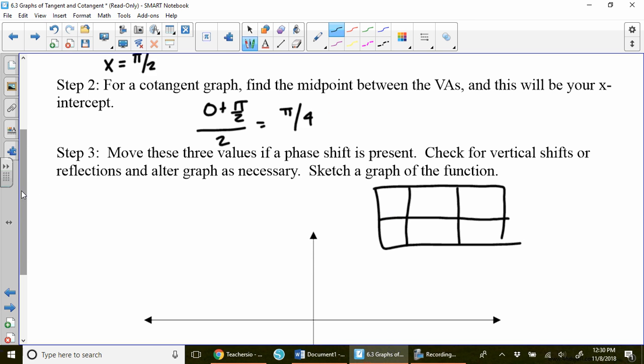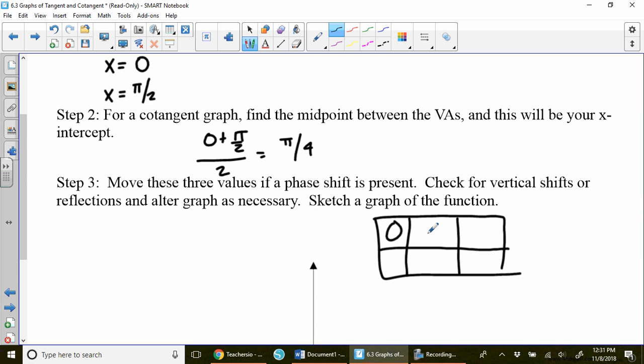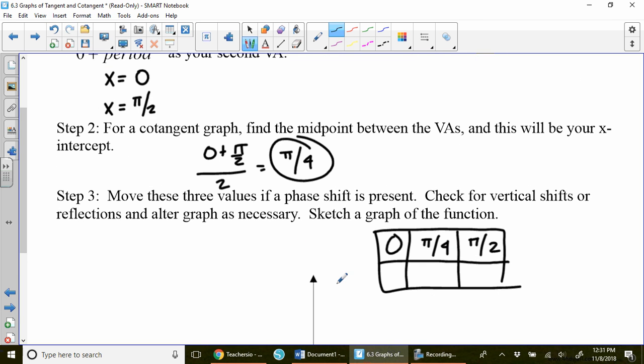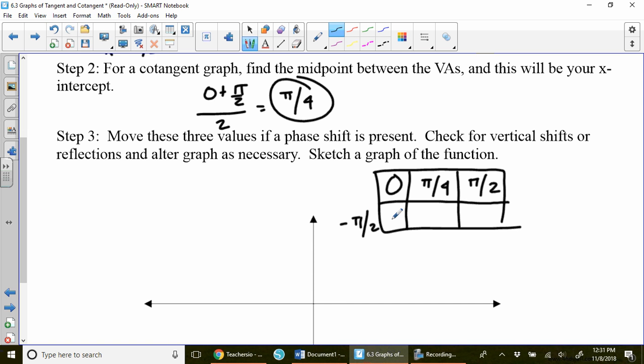So my 3 x values are 0, pi over 4, and pi over 2. Please make sure that you put your x-intercept in between your 2 asymptotes. And then I want to move those pi over 2 to the left. So I want to subtract a half of pi from each one. So if I move this pi over 2 to the left, I'm going to get negative pi over 2.